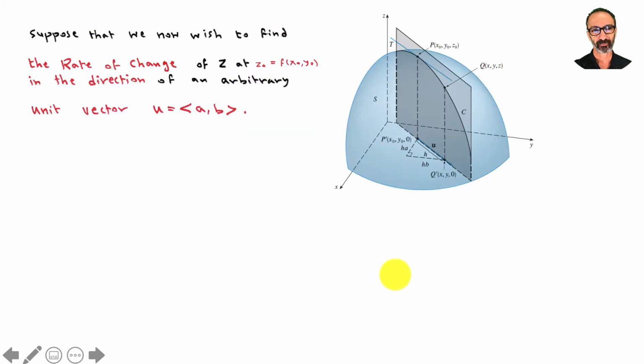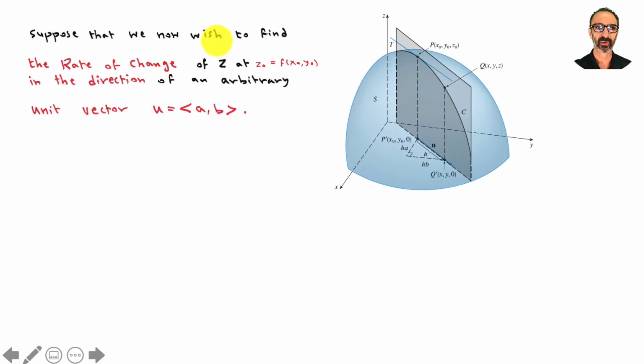Now, when you have a surface S like this one, and you want to find the derivative of this tangent line, which is called T, that's not in the direction of the x-axis or the y-axis. It's in the direction of some vector called u, a directional vector.